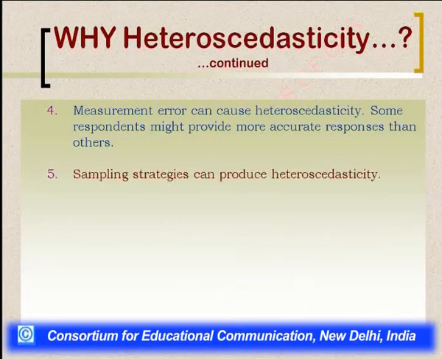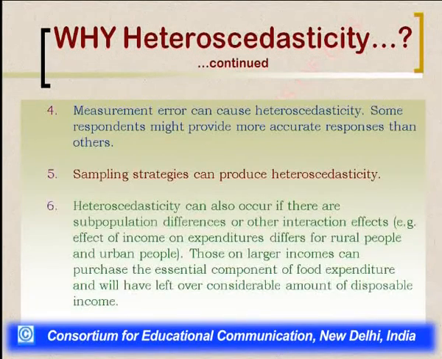So let us look at the other aspects relating to it. Measurement error can cause heteroscedasticity. Some respondents might provide more accurate responses than others. Sampling strategies can produce heteroscedasticity. Heteroscedasticity can also occur if there are subpopulation differences or other interaction effects. The effect of income on expenditure differs between rural people and urban people.